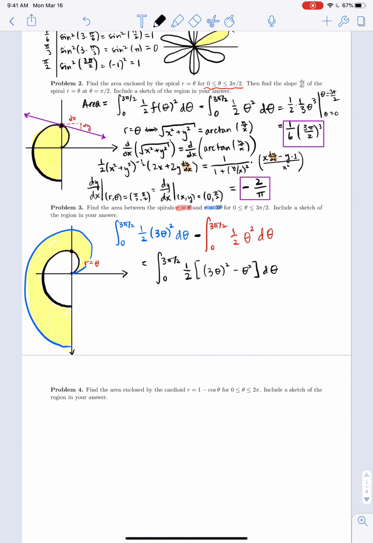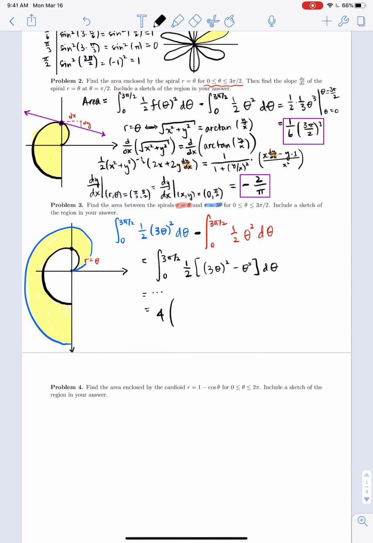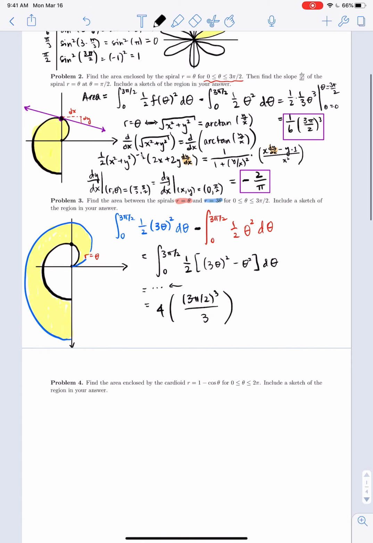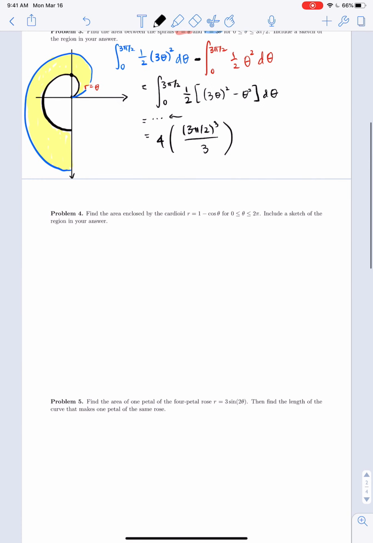Okay, so integrating with respect to theta, you use the reverse power rule. There's really no tricks here. So I'm just going to put equals, the final answer should be (3 pi over 2) cubed all over 3. Okay, so you can check the steps here on the full solution sheet on Canvas.